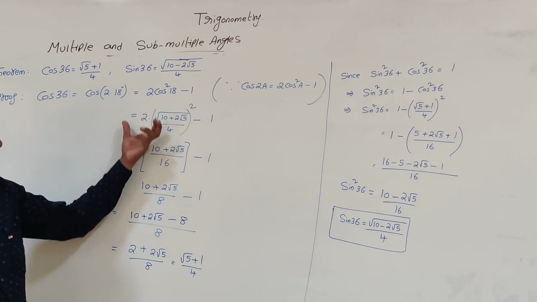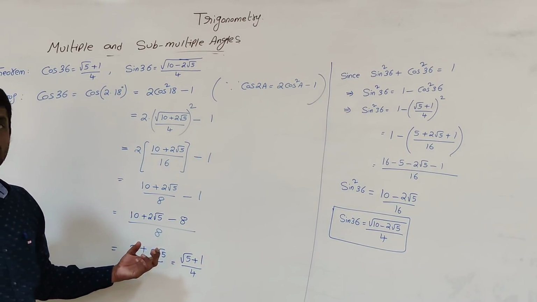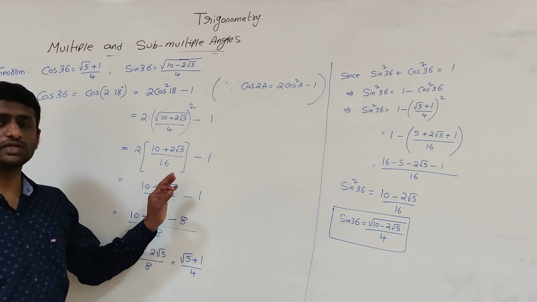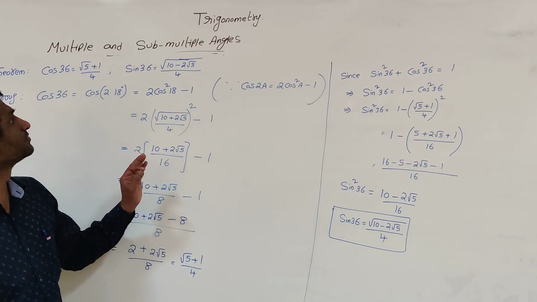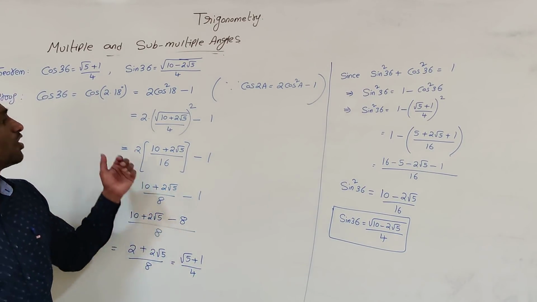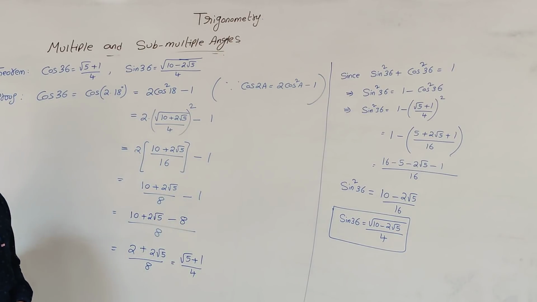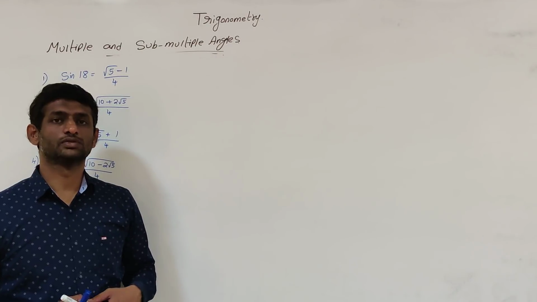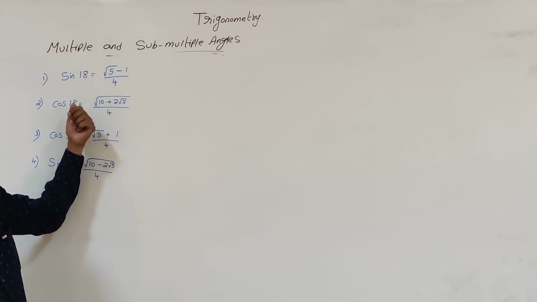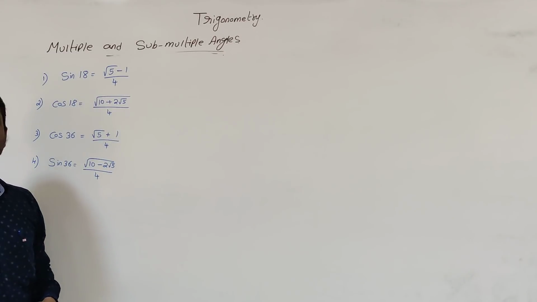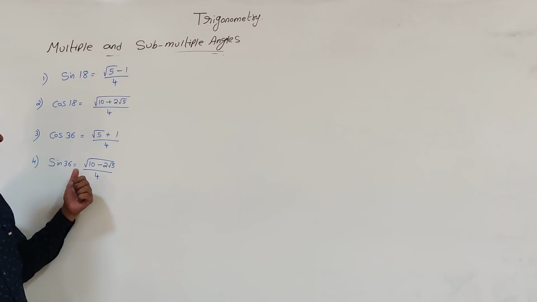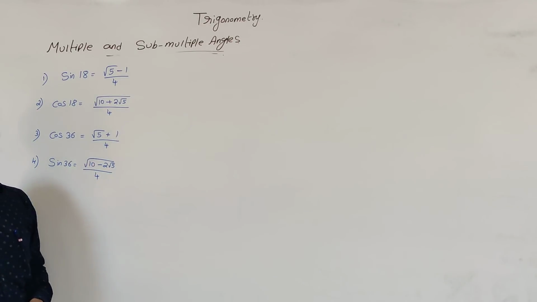Now we will list out all we have done in a table. That is sin 18, cos 18, sin 36, and cos 36, and we will see the complementary angles also. So we will see the list. Sin 18 is (root 5 minus 1) by 4. Cos 18 is under root of (10 plus 2 root 5) by 4. Cos 36 is (root 5 plus 1) by 4. And sin 36 is under root of (10 minus 2 root 5) by 4.